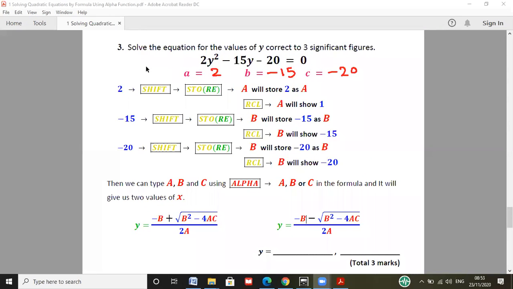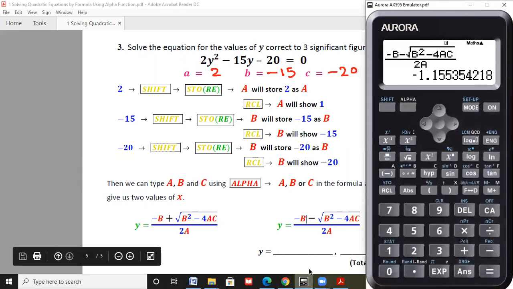Let's try question number 3. It says solve the equation for the values of y correct to 3 significant figures, and the equation is 2y squared minus 15y minus 20 equals 0. So the value of A will be 2, the value of B will be negative 15, the value of C will be negative 20. I can use the calculator to work these values out.